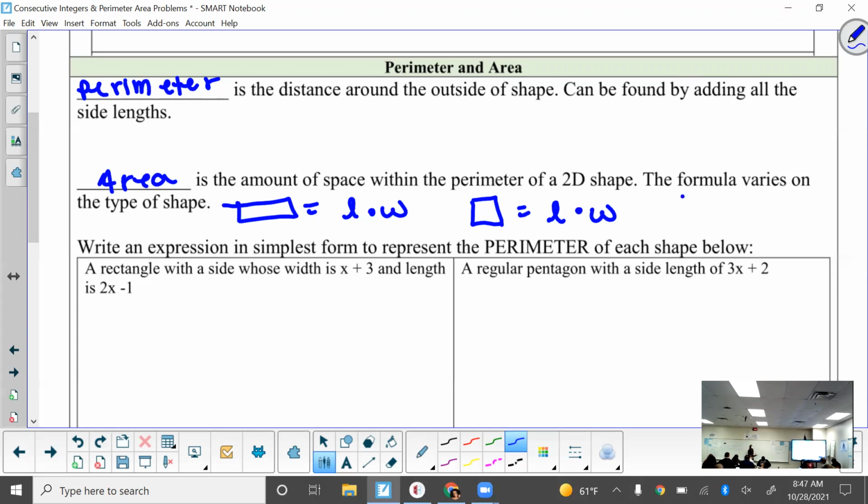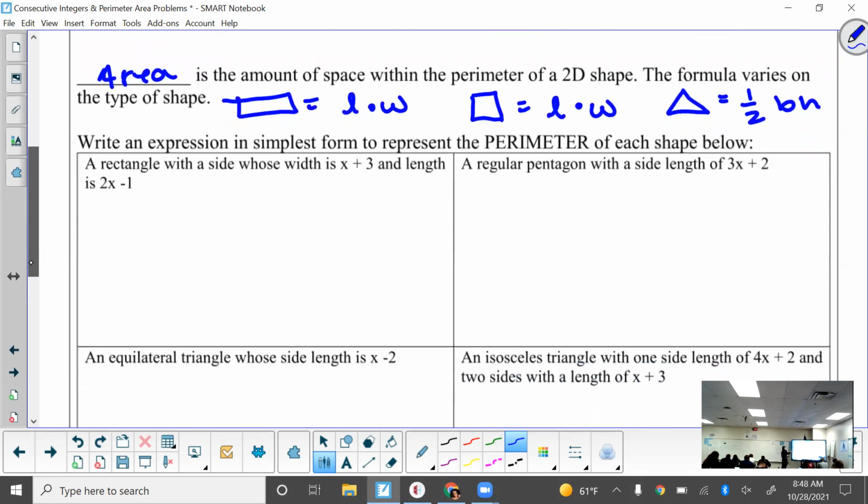What about a triangle? What's that formula for area? Length times width divided by 2. I say 1/2 base times height, which is the same thing as doing length times width divided by 2. But there you go. Any questions about those formulas? All right, so those need to be inherent. You need to know those by heart.